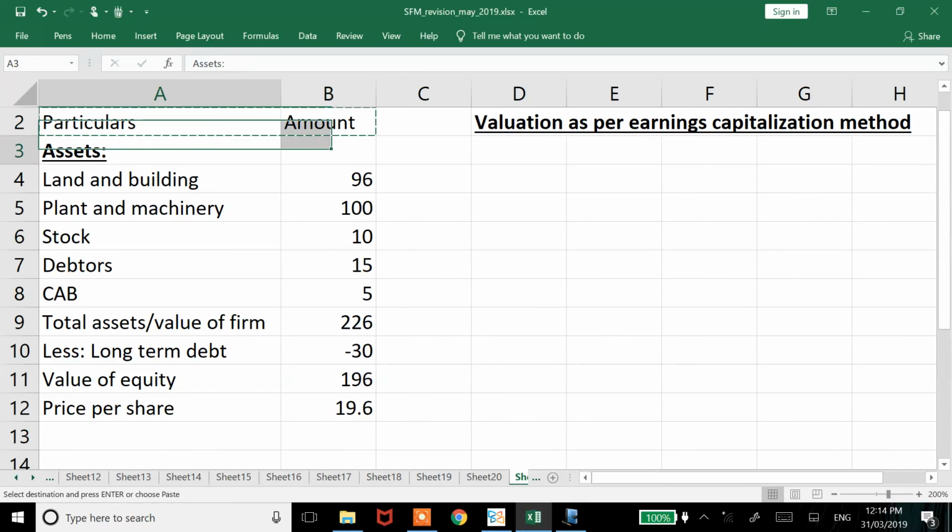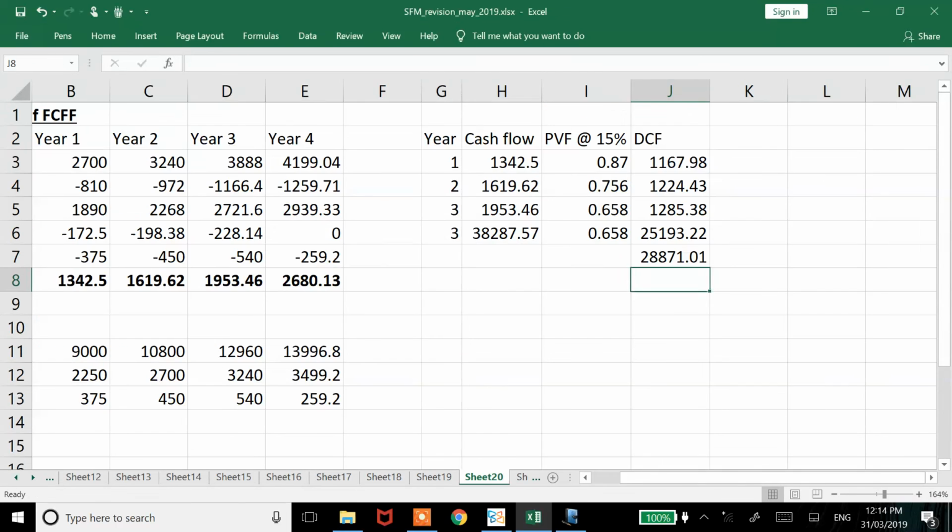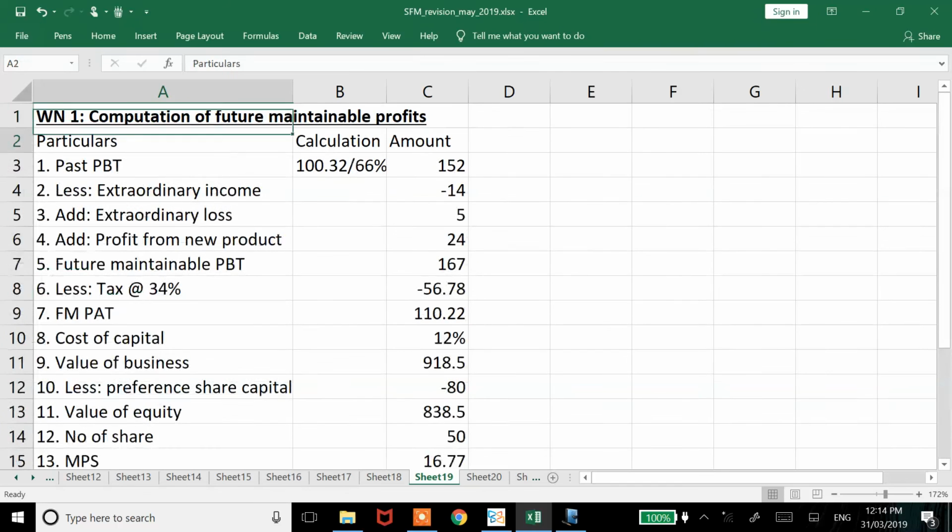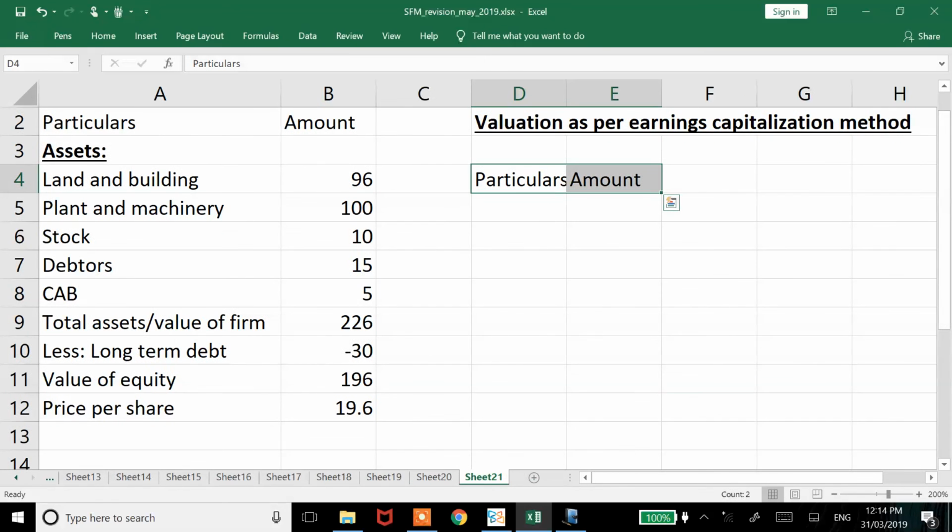Valuation as per earnings capitalization method. Basically, we'll have to do something like this: past PBT, less or add certain adjustments if there are any, and finally get something called future maintainable profit after tax. So that's the approach we are going to use here.